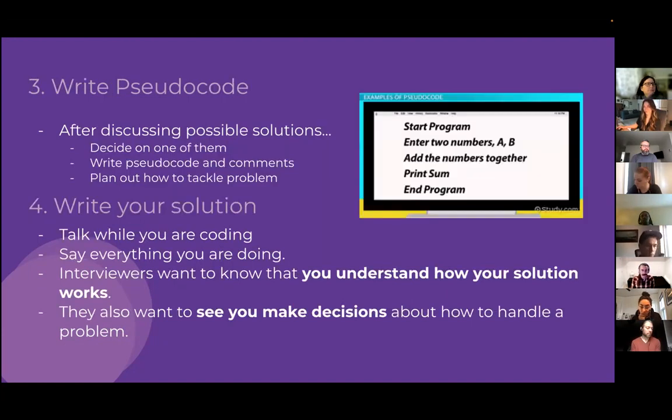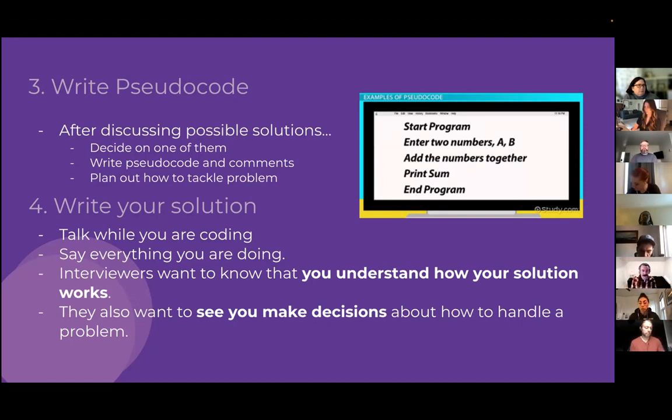So once you've brainstormed a few ideas and you've decided on the one that you want to try implementing, go ahead and begin writing out some pseudocode. Usually this could take the form of some comments. So on the right, we have a really basic example of starting the program, entering two numbers, A and B, adding the numbers together, etc. You've probably seen pseudocode, so you probably get the idea. Once you've written out the pseudocode and comments and come up with a plan to tackle the problem, then it's time to actually begin writing the solution.